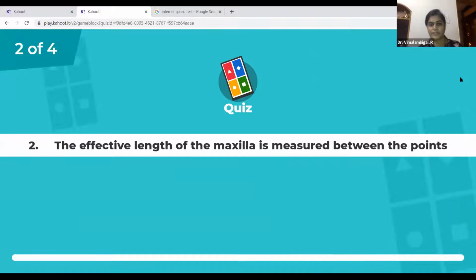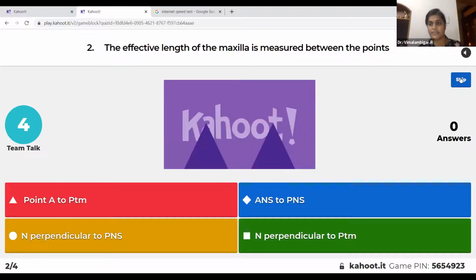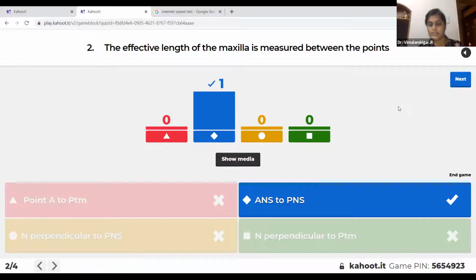So this is a cephalometric question. Effective length of maxilla is measured between the points: Point A to PTM, ANS to PNS, N perpendicular to PNS, or N perpendicular PTM. Correct, ANS to PNS. Third question.